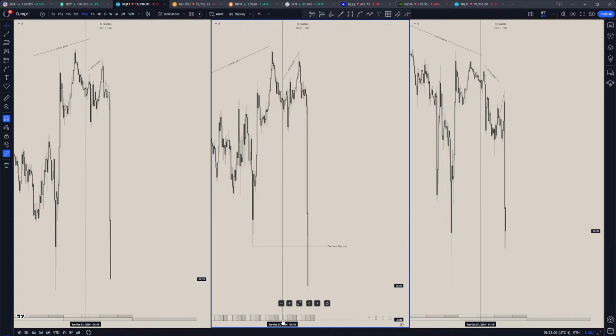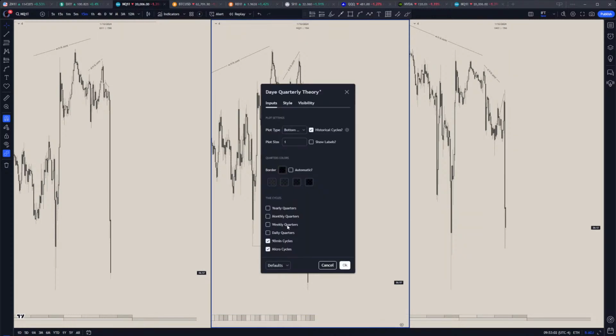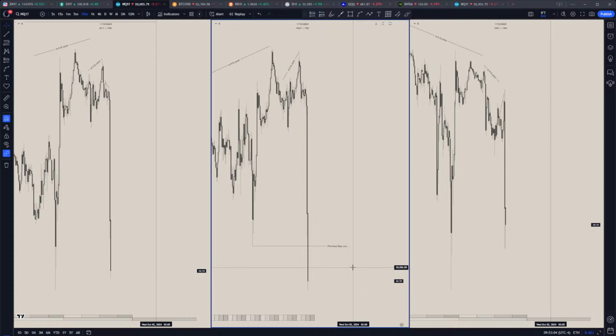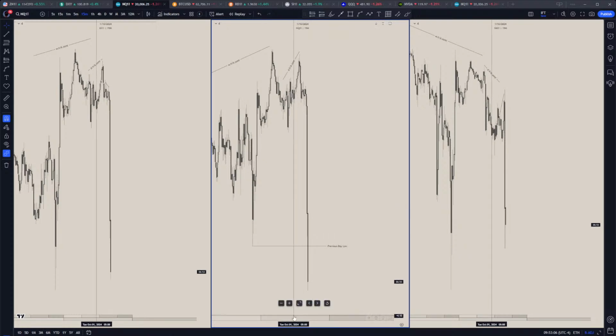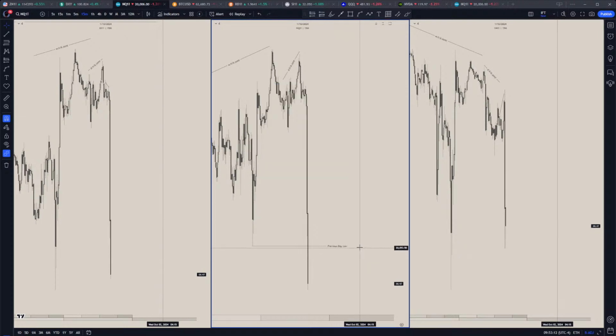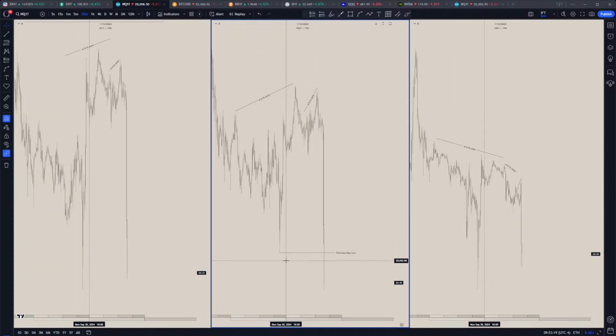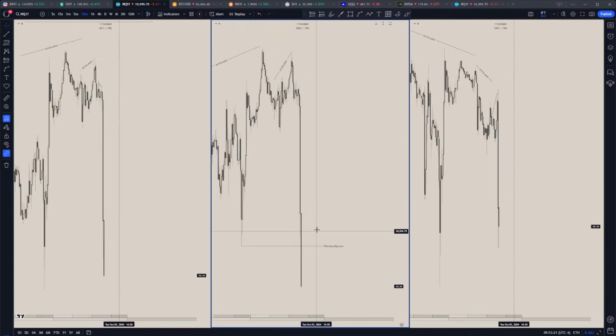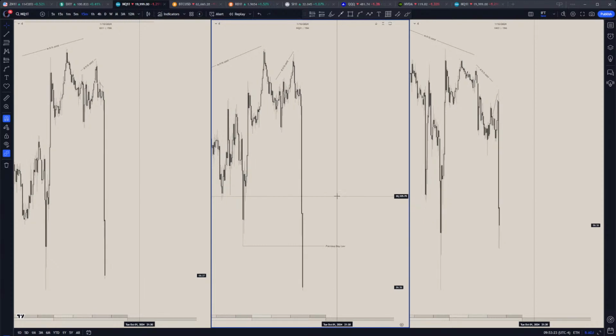How would you implement quarterly theory? Quarterly theory is just a way of looking at time-based liquidity. I don't think there's anything super special about quarterly theory per se. I definitely think Day knows some things up his sleeve that are correlated to quarterly theory, but the way I use it is I look at the importance of time-based liquidity.